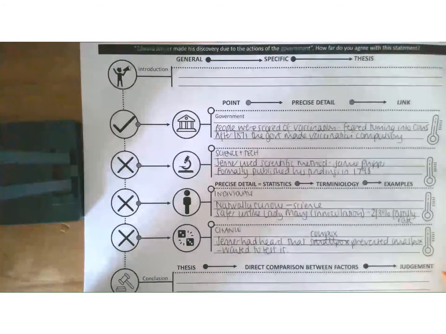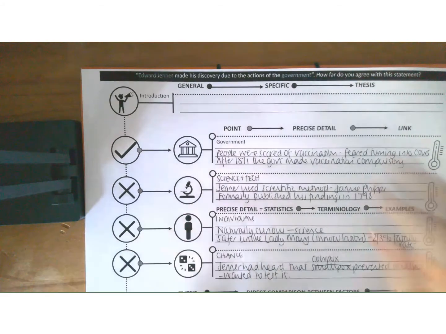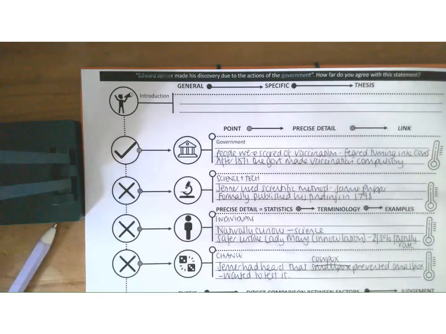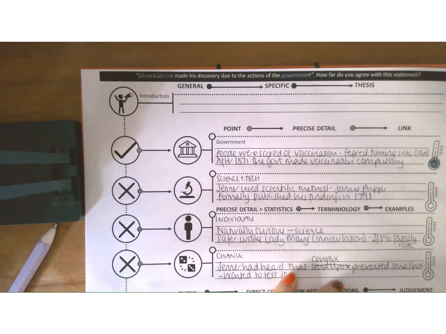So now we've got 4 different reasons. We need to think about what helps Jenner make his discovery. Because remember, these are the key words here. Okay, we're not being asked generally about smallpox, we're being asked about what helped Jenner to make his discovery. So if we think about government, actually government helps him, or helps his idea become more accepted, but it doesn't really help him make his discovery. He's already made the discovery by the time the government get involved.